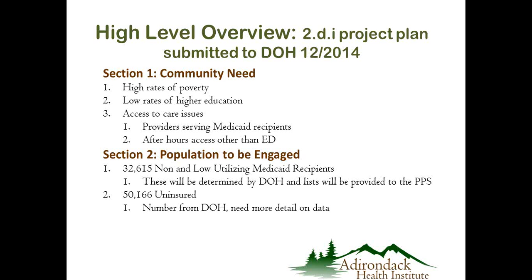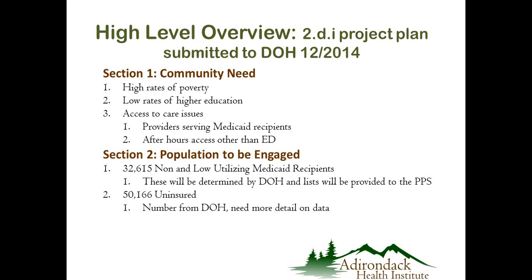Section 2 has the populations to be engaged. We were given these numbers by the Department of Health. The total of 32,615 non- and low-utilizing Medicaid recipients comes from the Department of Health. Roughly 16,000 of those are non-utilizing Medicaid recipients. We know that. And then we have 50,166 uninsured.